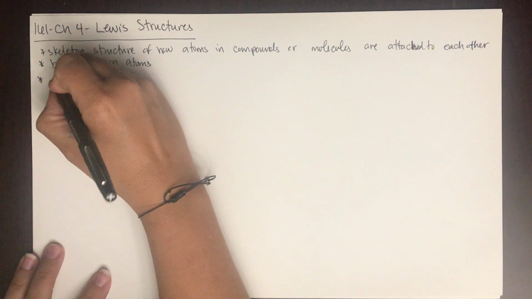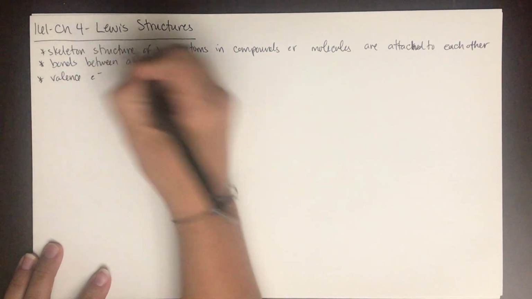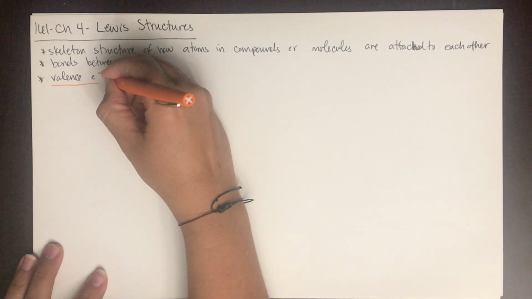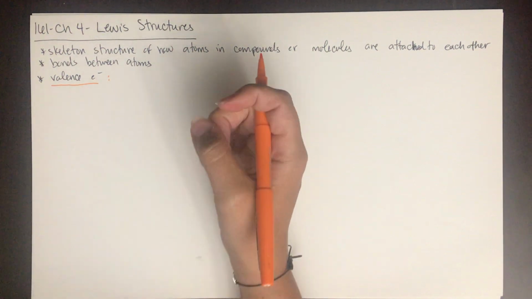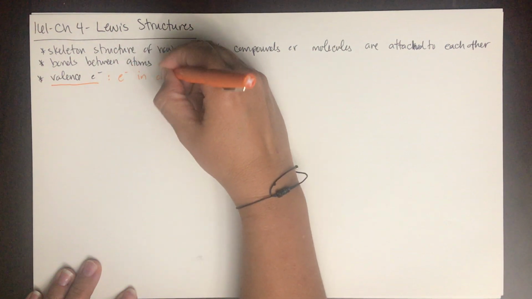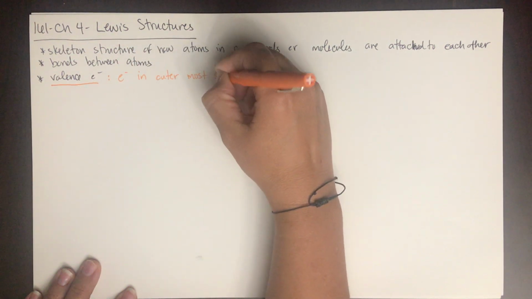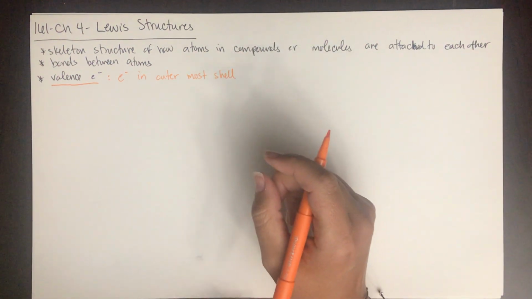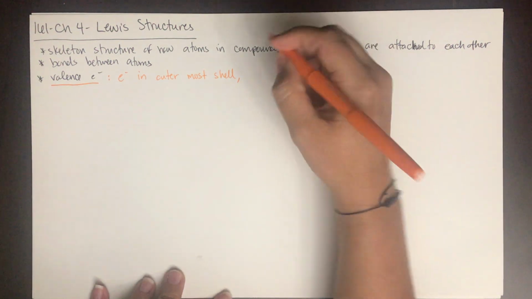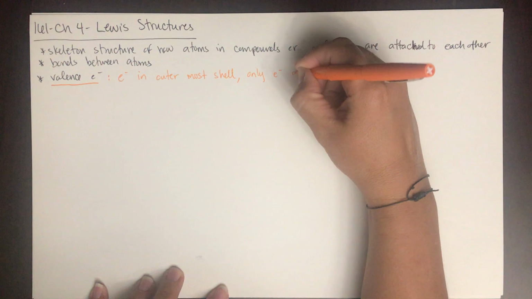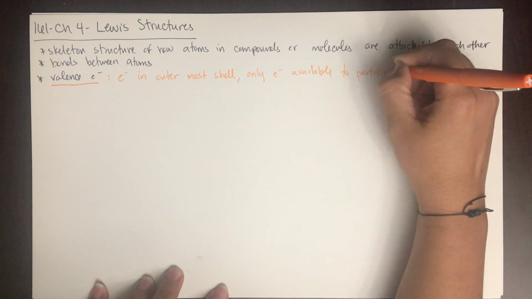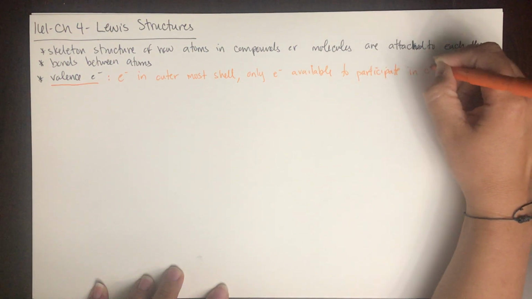And it's based on valence electrons. So first, maybe let's define what a valence electron is again. A valence electron is an electron in the outermost shell of an atom. Sometimes that's called the valence shell. And these are the only electrons available to participate in chemical bonds.